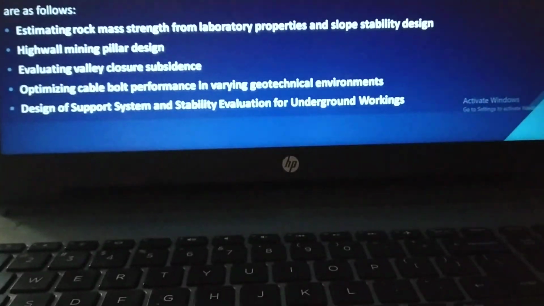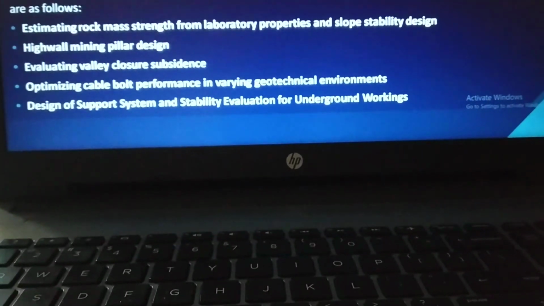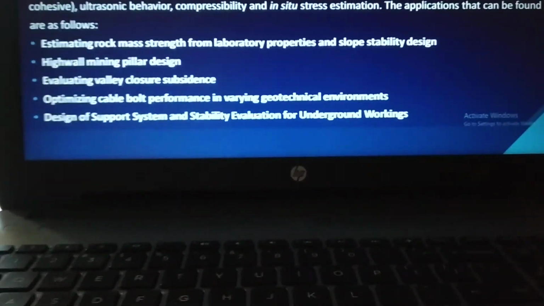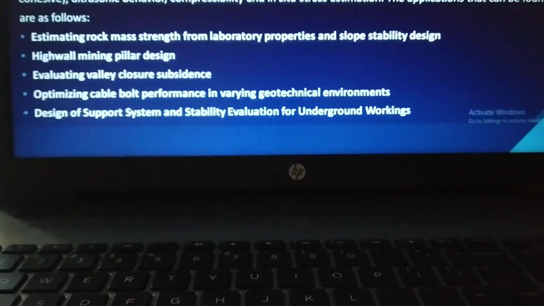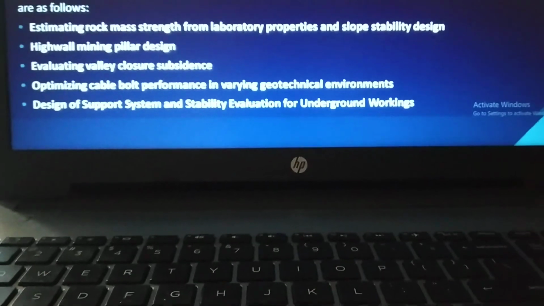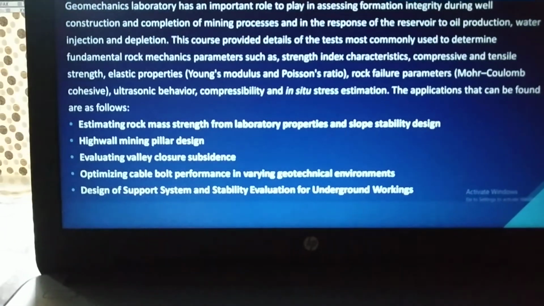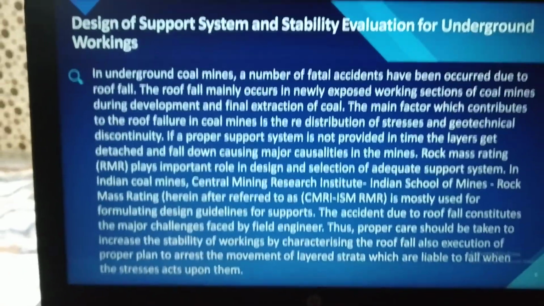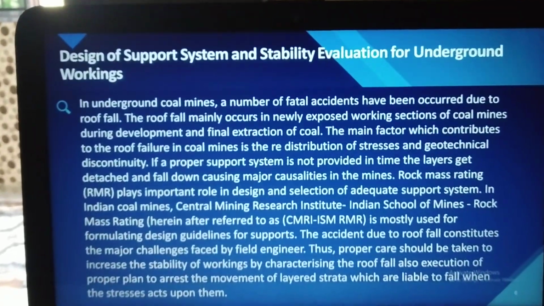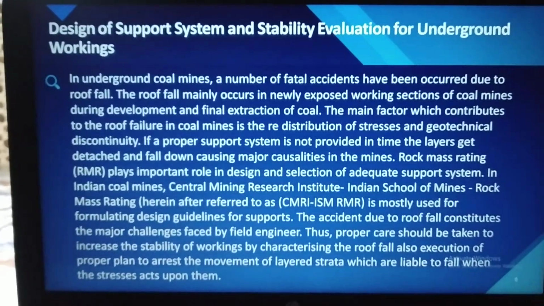For the design of the support system, we can use the numerical modeling method to determine the factor of safety and the strength and resistance that needs to be provided to the roof, so that the roof doesn't fall and there are fewer accidents in the underground mines. So, let me discuss the design of support systems and the stability evaluation for underground workings.